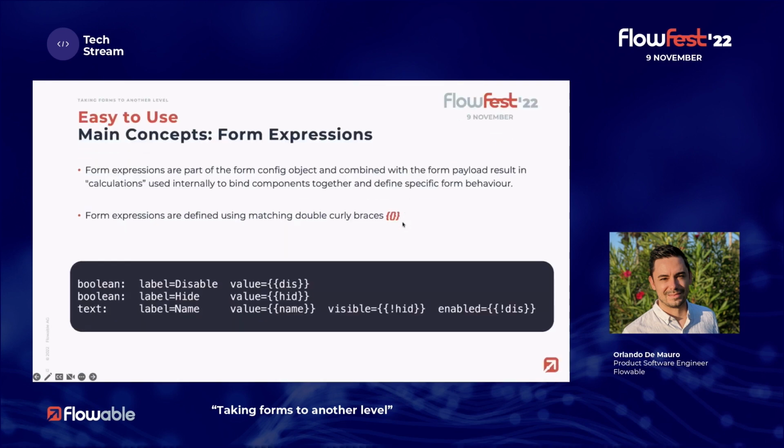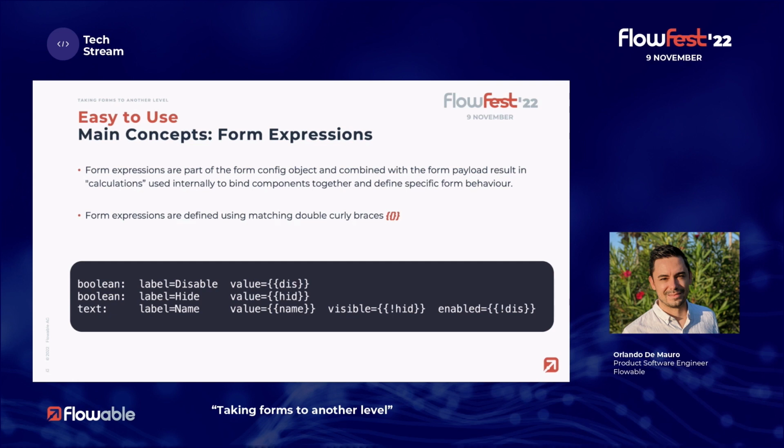So, the last main concept. We said that the interaction is done by expression. But what is an expression? Form expressions are part of the configuration object, and they are combined with the payload by the form engine, and they result in calculations. Those calculations are used internally to bind the components together and to define specific form behavior.